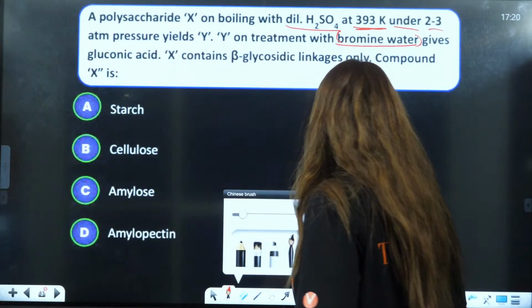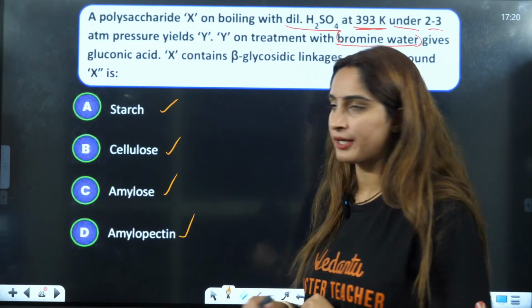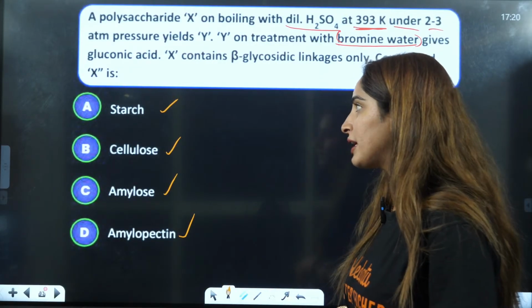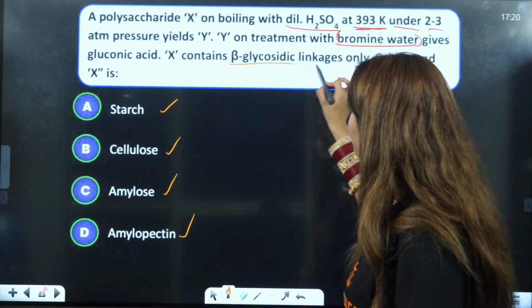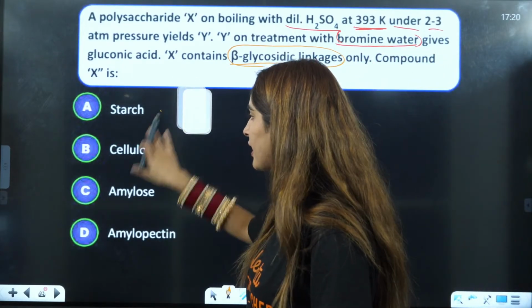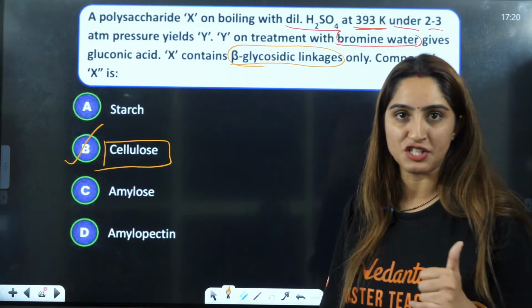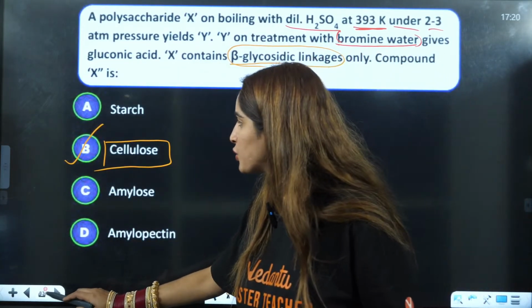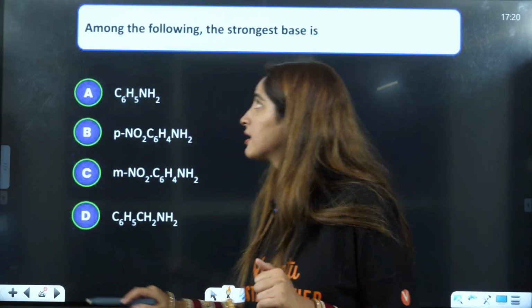Okay. So guys, see this. You have starch, cellulose, amylose, amylopectin. Right? All of these are made up of glucose. But if we are saying that X contains beta glycosidic linkages, so that is only there in case of cellulose, which has beta glycosidic linkages. Right? So my answer is going to be B is the correct answer. That is cellulose is the correct answer.